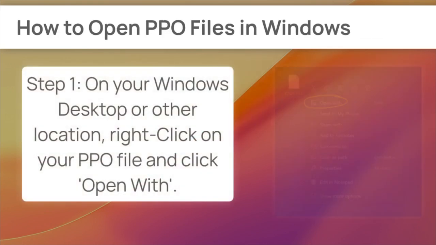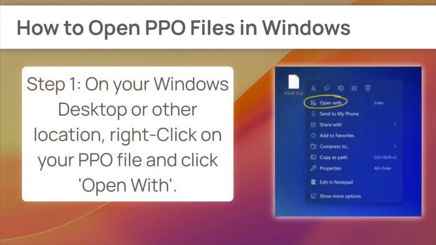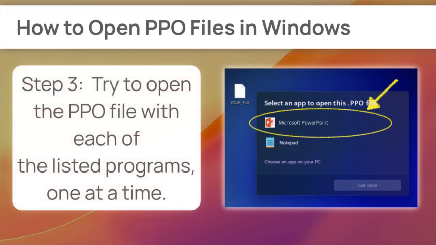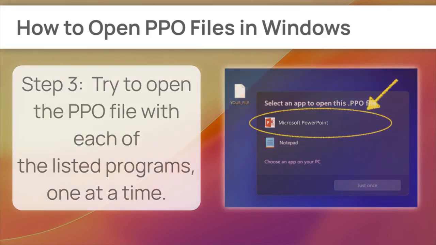Your most critical first action is the file association test. Right-click the PPO file and choose Open With. If Microsoft PowerPoint is on your machine, test it. If not, choose another program. We must find the correct software.